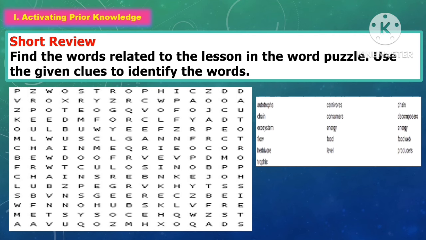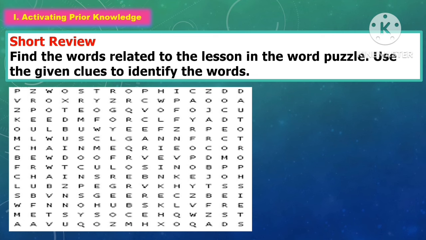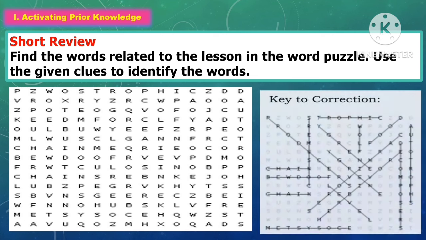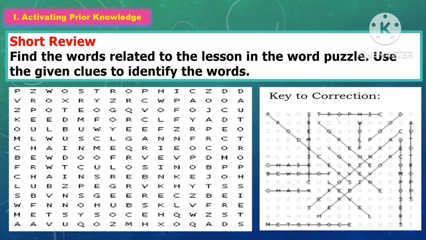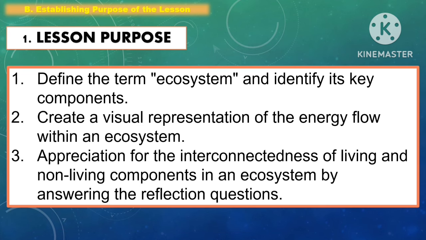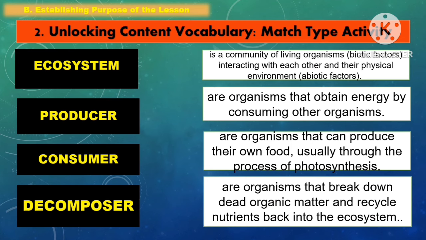In activating the prior knowledge for the short review, the students will find the words related to the lesson in the word puzzle and then use the given clues to identify the words. In establishing the purpose of the lesson, for unlocking of content vocabulary, the students will answer the match type activity.